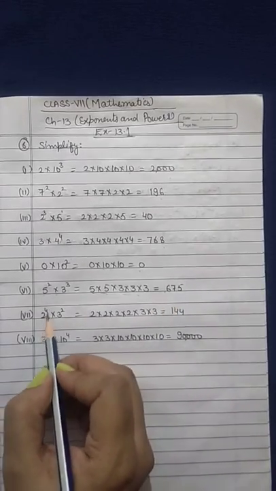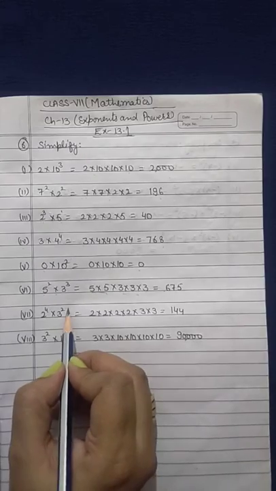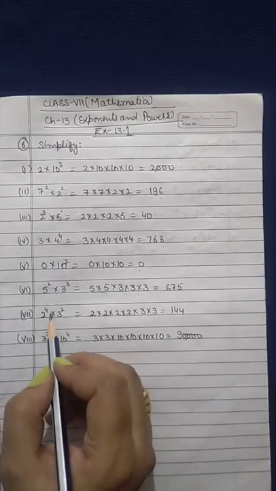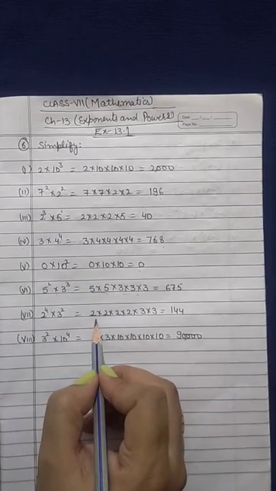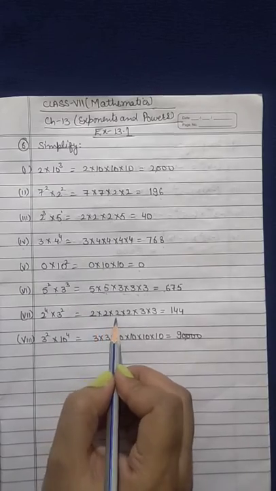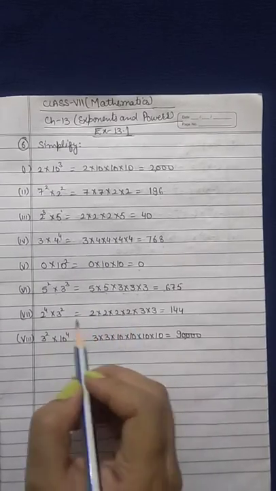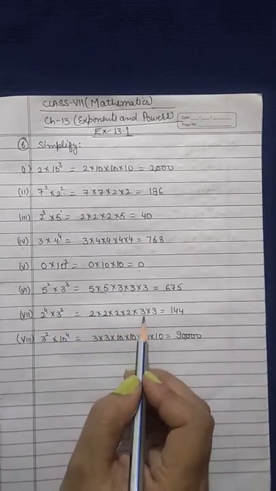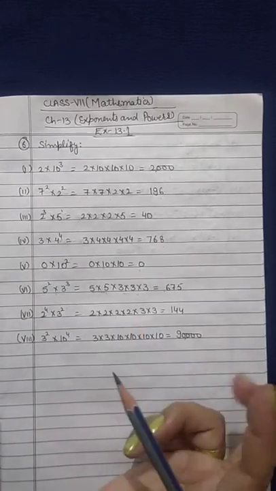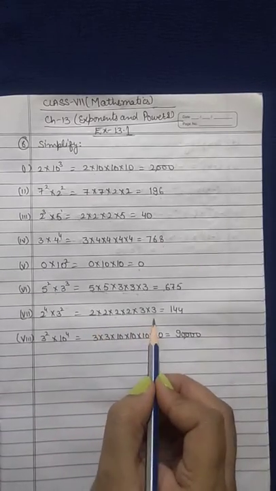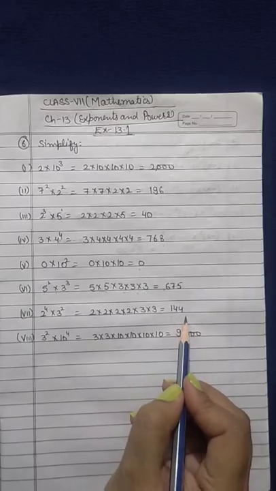Then again 2 raised to power 4 multiply 3 raised to power 2. You can open it. 2 raised to power 4 means we'll multiply 2 four times, so write 2 multiply 2 multiply 2 multiply 2. Then 3 raised to power 2 means multiply 3 with itself, only 2 times. After multiplying this we get 144.